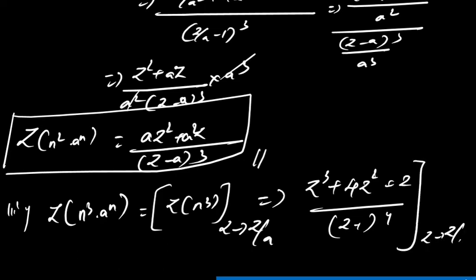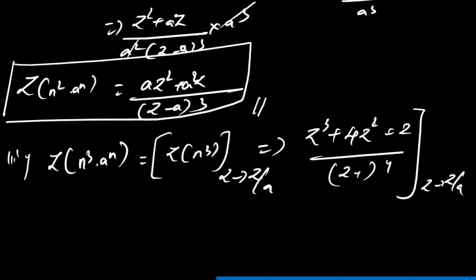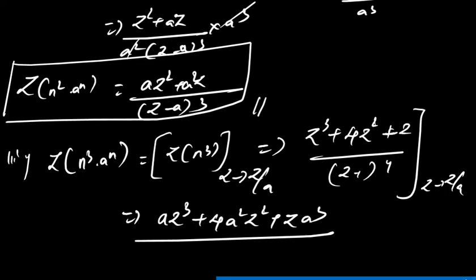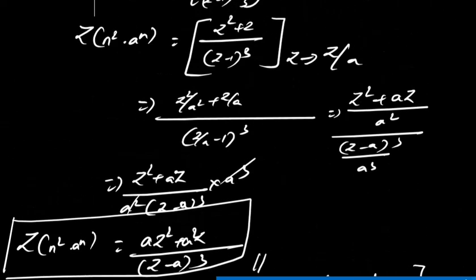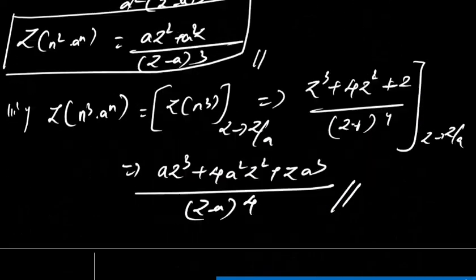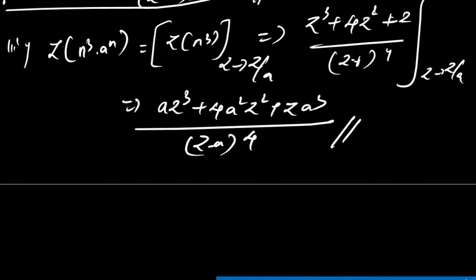Shift Z to Z by A. The easiest way of remembering is the maximum power of Z will have minimum power of A. So it is A Z cube plus 4A square Z square, and the least power of Z will have maximum power of A, that is Z into A cube. That's all. And the value of 1 will be replaced by the value of A. That's it. This is the easiest way of remembering the formulas. Once you know n square, n cube, you can just use the concept of maximum power of Z having the least power of A.